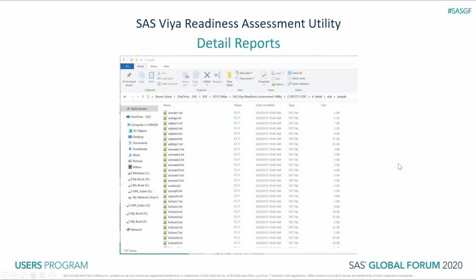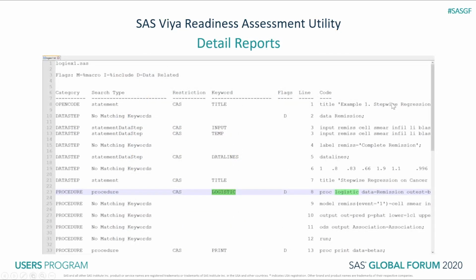In addition to the frequency report, there's the detail reports. For each program you run through the utility, you will have a file. Let's look at one of these files. The name of the program we're looking at is up here on line 1. For the flags column, to understand the flag, review line 3. The way I use this report is by focusing on the restriction column.